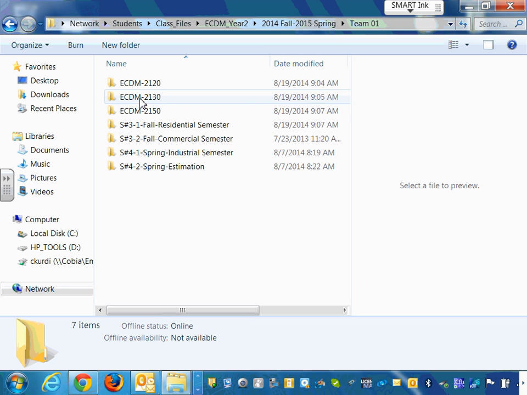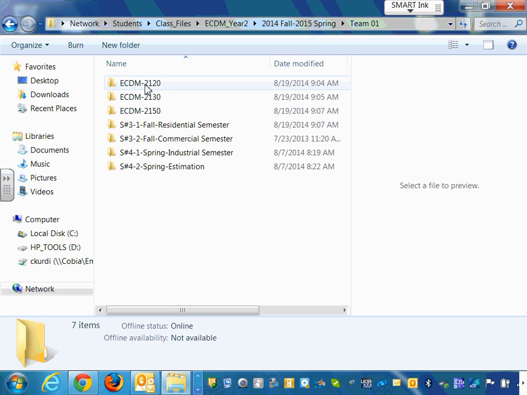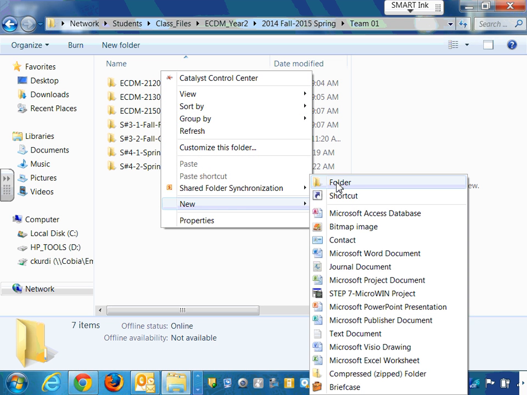This is as easy as it gets. Right click here and put new folder, homework one. Perfect, that's what I would do there.